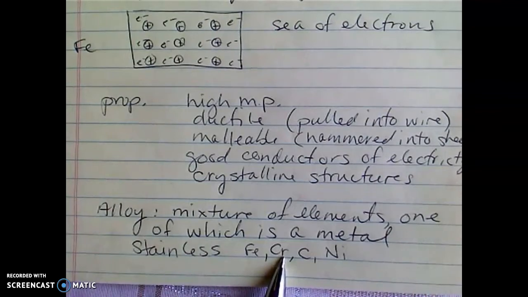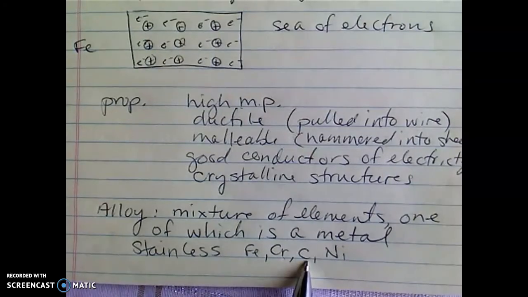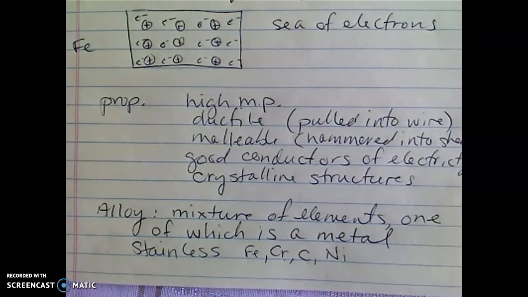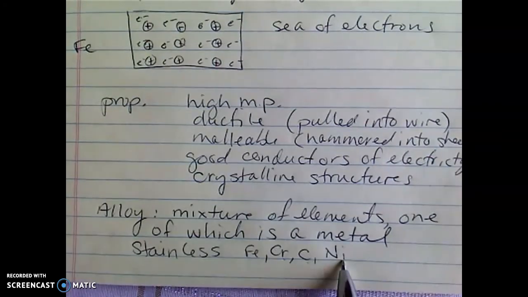So you throw in some chromium. Chromium is very rust resistant, and it has a nicer shine to it, and so that gives it that property. You got to remember these are mixtures, and when you have a mixture, everything holds on to its own properties. You don't get new properties. This isn't a chemical reaction. They add carbon. Carbon helps to make it just a little bit stronger, gives it a stronger structure inside. And then, of course, nickel is another type of metal that is shiny and helps to keep it from rusting.